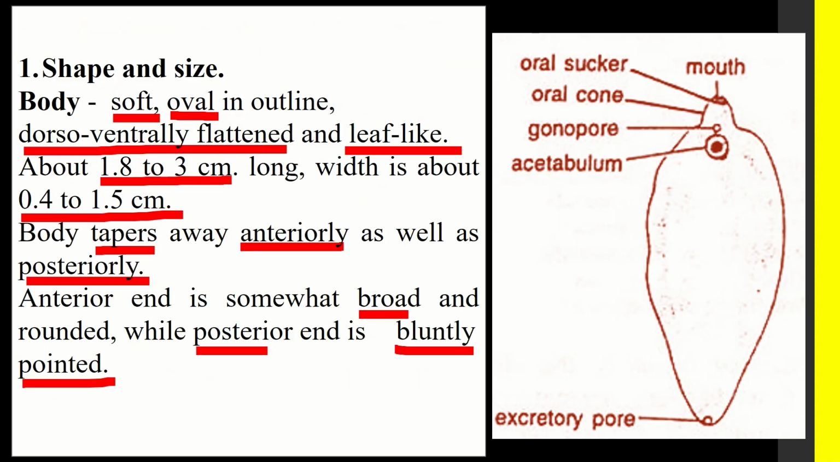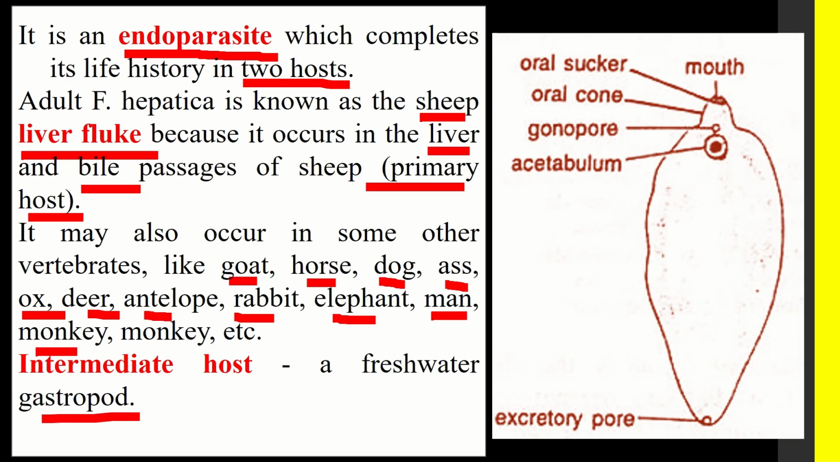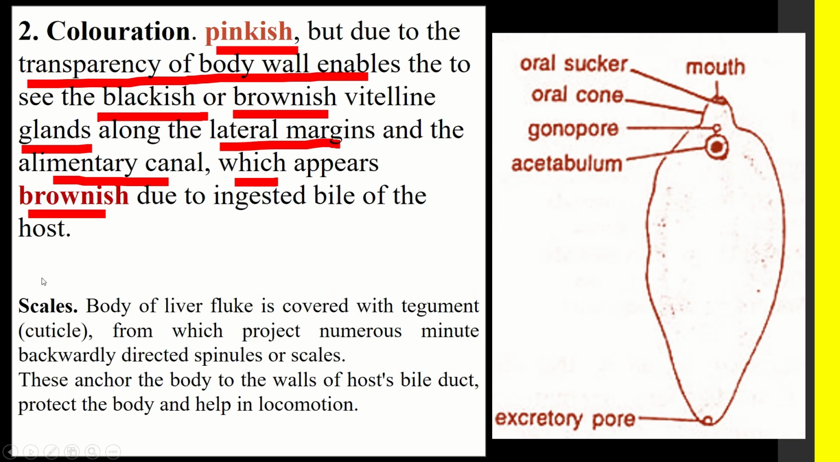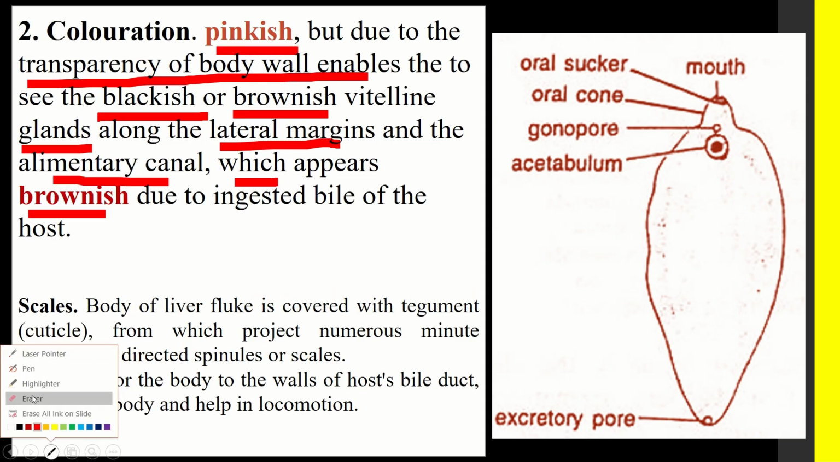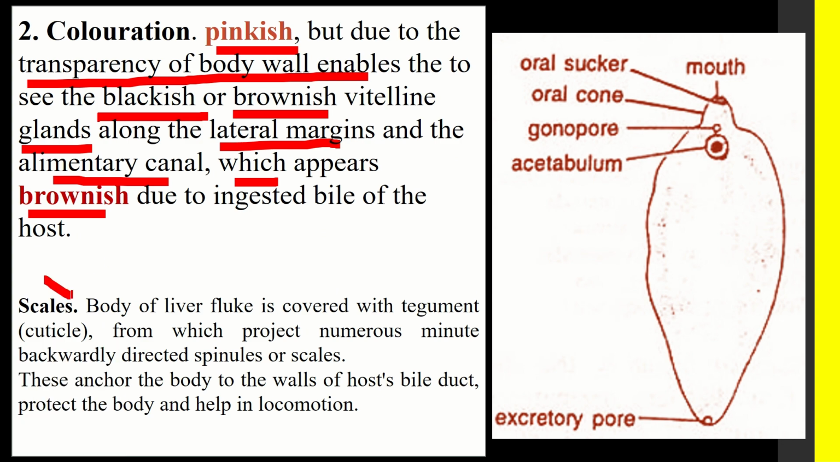Then the body has scales. The body of the liver fluke is covered with tegument or cuticle from which project numerous minute backwardly directed spinules or scales. These anchor the body to the wall of the host bile duct, protect the body and help in locomotion. With the help of these scales, they can attach to the wall of the host bile duct.